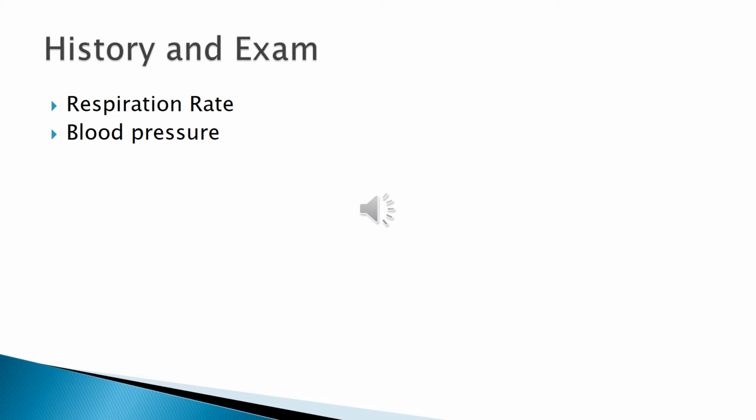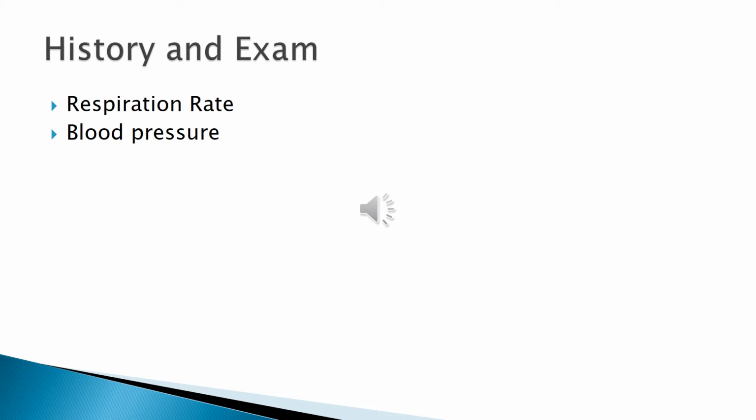Looking at your respiration rate, normal respiration rate for adults is normally between 10 to 15 breaths per minute. Infants have a higher breaths per minute, it's about 30 to 60. Young children are between 20 and 40. So that's something you want to note.